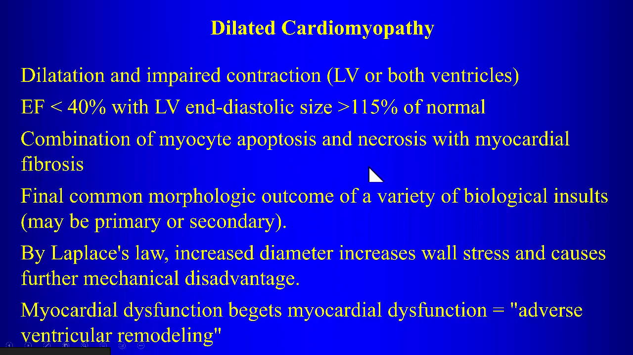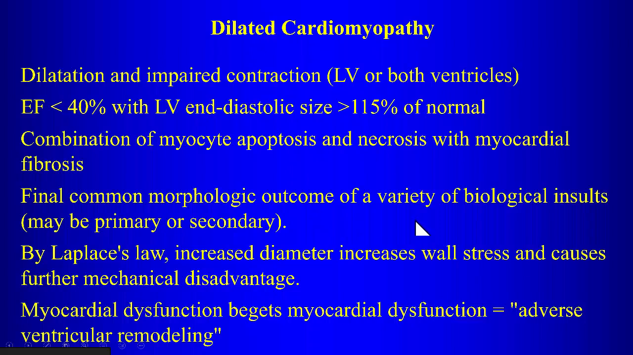All right. So what happens with dilated cardiomyopathy? Of course, it impairs contraction of the ventricles, especially the left ventricle. Ejection fraction is low. The ventricle increases in size. The end diastolic volume increases. And as the ventricle gets bigger, that causes abnormal wall stress and abnormal stress on the myocytes, which causes death of myocytes, which then results in worsening of function, which causes more dilatation, and you get into this vicious cycle. So this dilated cardiomyopathy can be a final morphologic outcome of a variety of biological insults.